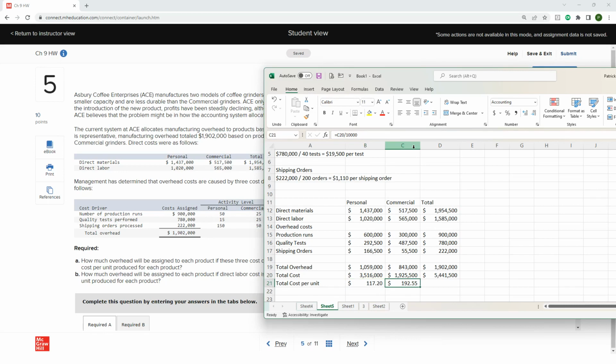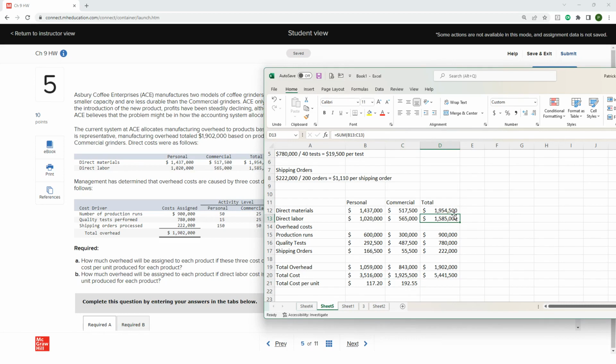Instead of doing 3 allocations of overhead, we're just going to do the 1 allocation rate, which is based on direct labor cost. So you just have to calculate that rate. You take your total overhead of 1.902 million, divide that by total direct labor cost of 1,585,000, and you get a rate of 120%. So when you do those calculations, you find out what your direct labor cost is, multiply that by 120%, and then you get your overhead allocation. So it's the same as what we've been doing in the prior questions.